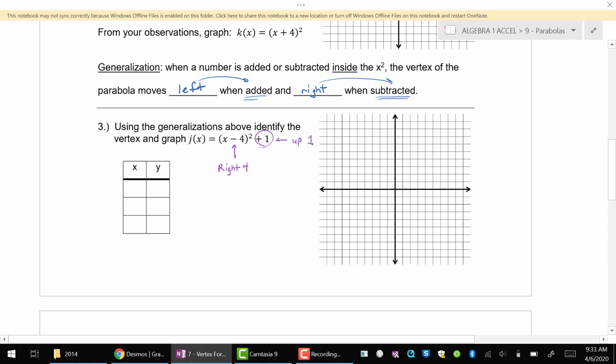So we have a horizontal transformation and a vertical transformation. If you move everything to the right by 4 and then up by 1, you have the new vertex. Our vertex is simply positive 4, comma, positive 1. You can see the vertex directly in vertex form of a quadratic equation.